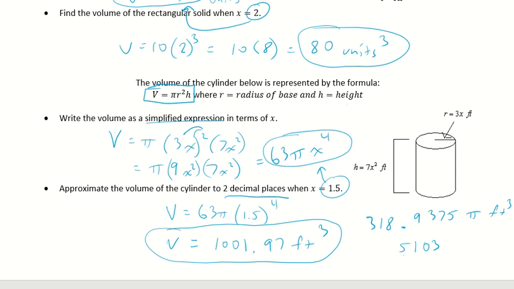5,103 over 16 pi feet cubed. So these would be exact answers if they asked for exact, but since they said to 2 decimal places, they wanted the approximate answer right here.